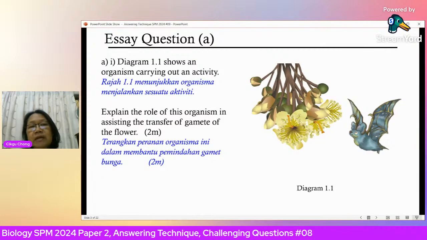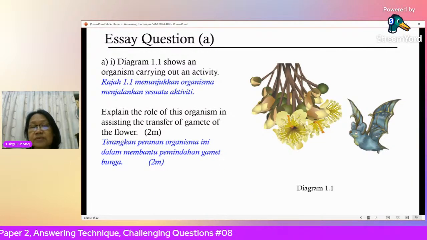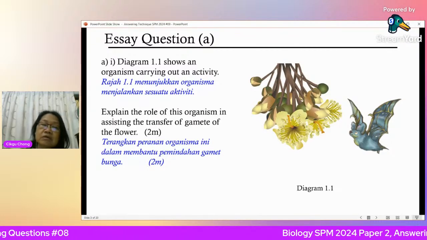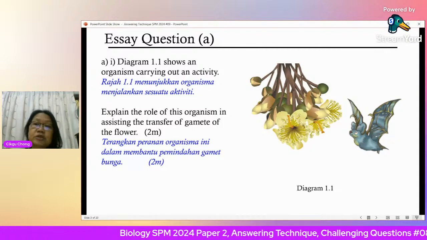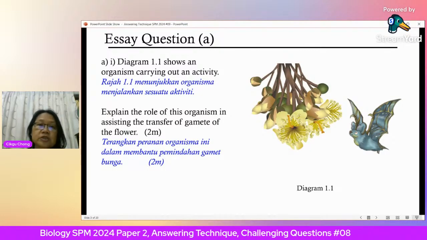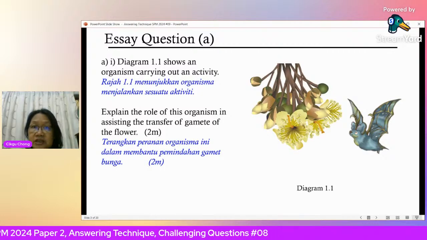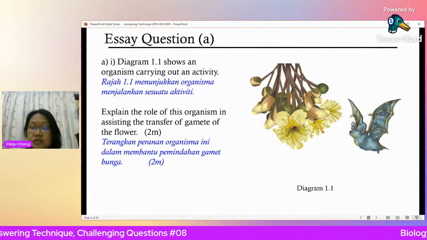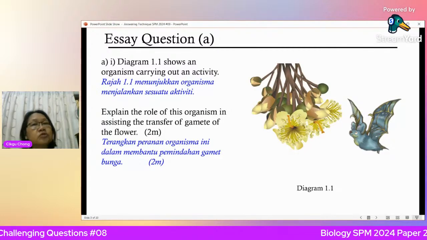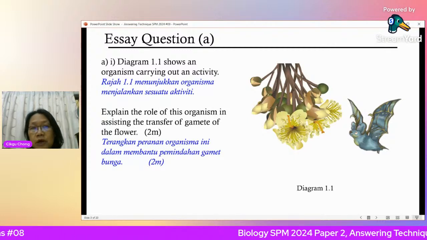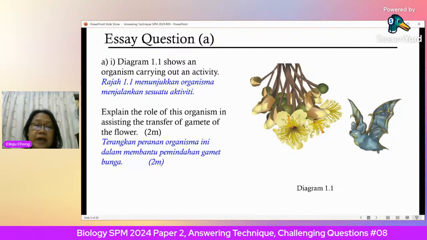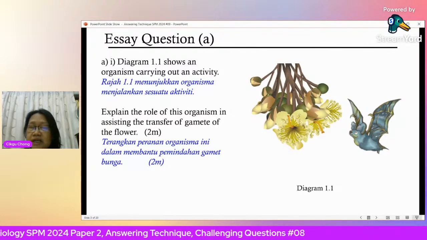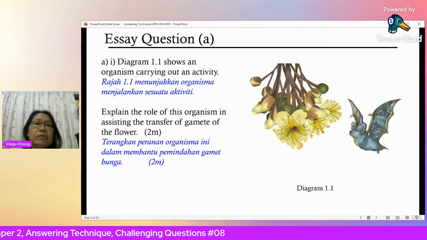So: explain the role of this organism in assisting the transfer of gamete of the flower. We see this phrase, assisting the transfer of gamete. The transfer of gamete is actually pollination. So what this question wants you to explain is pollination. This is very easy, just 2 marks. You just need 2 points about pollination. Number 1, the word pollination is not given in the question, so you can give the name pollination, and probably there'll be 1 mark for that.